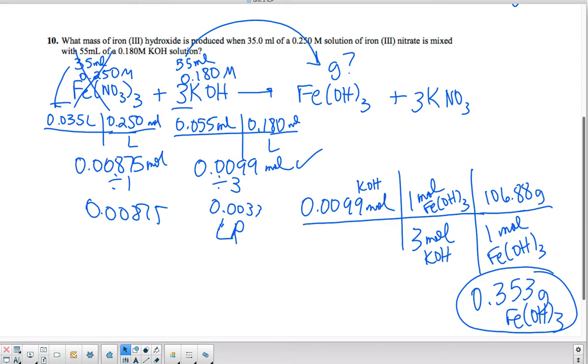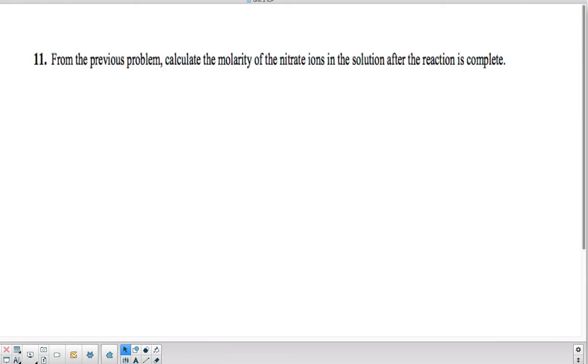Okay, this next problem, don't let it scare you. It's actually not that bad. You're going to be able to see number 10 right above it, so you're going to be looking back at number 10 for me while I pull up number 11 here. From the previous problem, calculate the molarity of the nitrate ions in the solution after the reaction is complete.